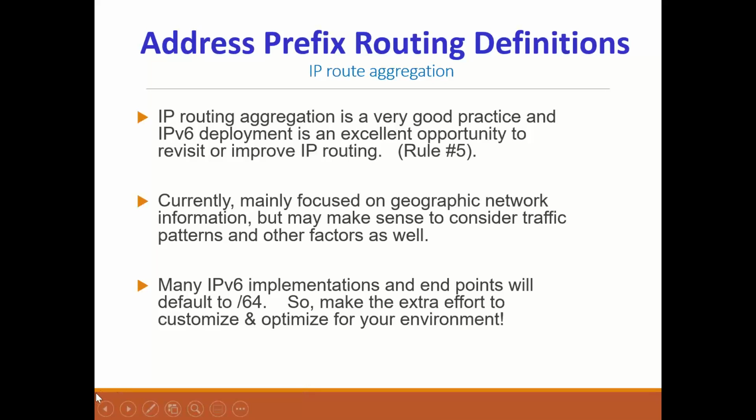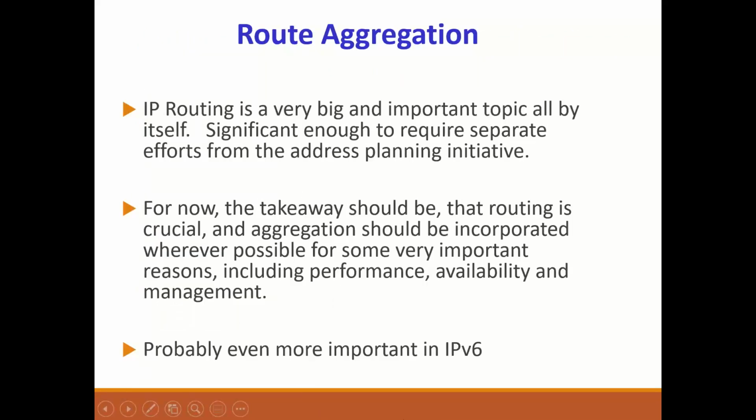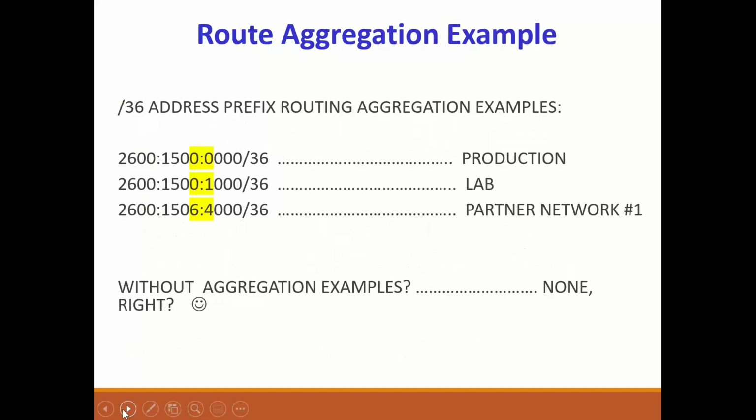So I think that's all, and I think we have some examples. Okay, so this is kind of a summary, and then I hope we have some examples of why it's important. Just to summarize, it is very important, and it's important enough to be a separate effort from this address planning initiative that we're talking about today, and do it as a completely separate effort and get all the right people involved. But for now, let's just say it's really important. It can affect performance, availability, and your ability to manage your network. And I'm going to say it's even more important in IPv6 because of the larger numbers. And so here are some examples.